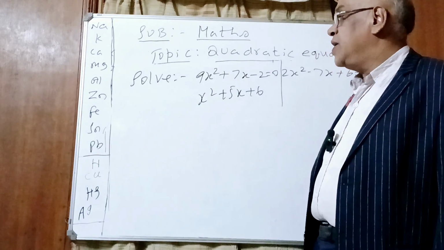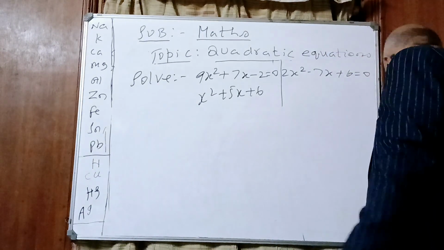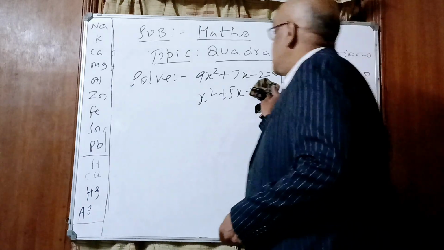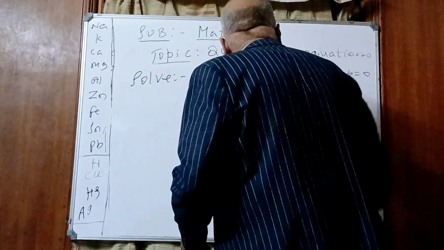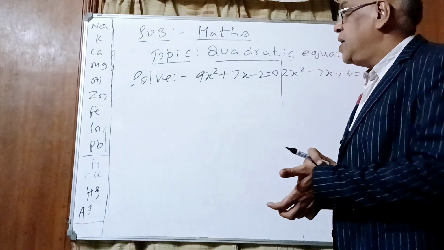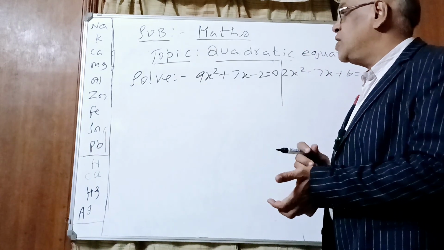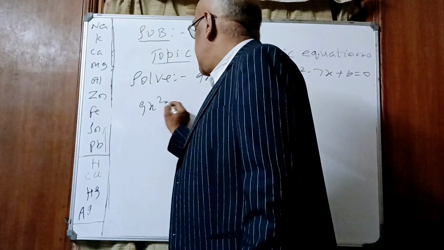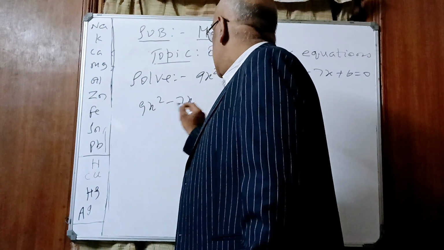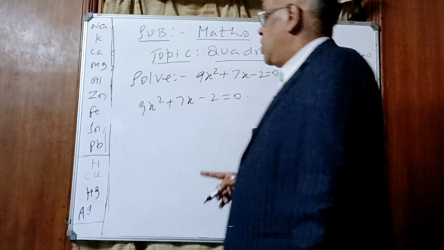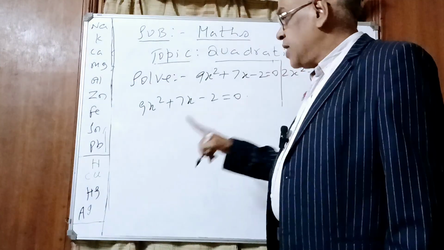Coefficient of x square. In all previous 3-4 questions which we have solved, I've taken x square coefficient as 1. Here what happens, children? What is x square coefficient? 9. More than 1. Whenever x square coefficient is more than 1, what should you do? I'll rewrite the question here: 9x square plus 7x minus 2 is equal to 0. What will happen to the x square coefficient?